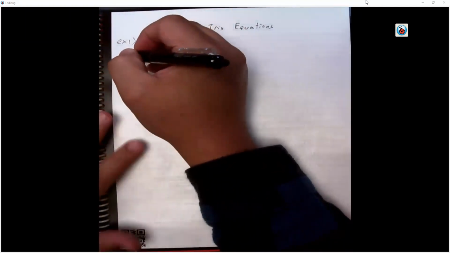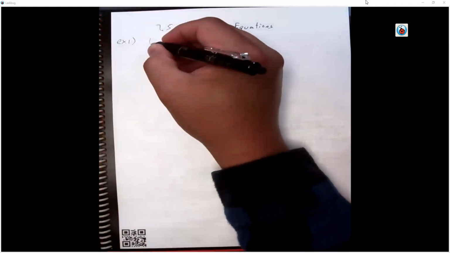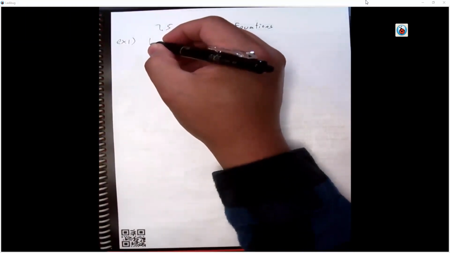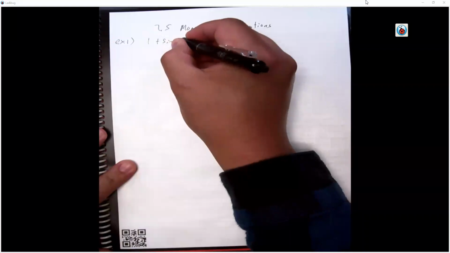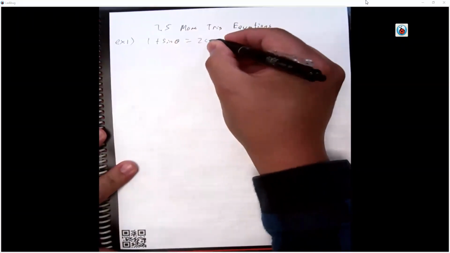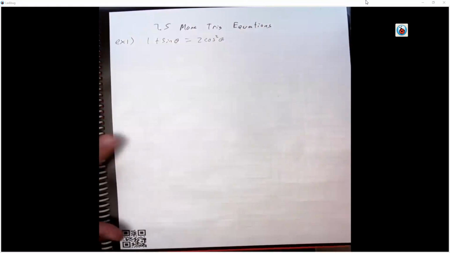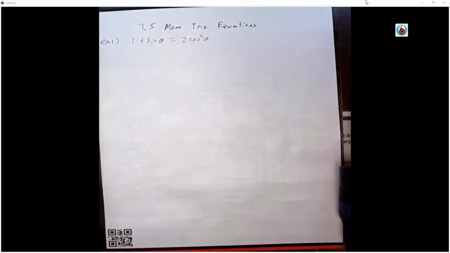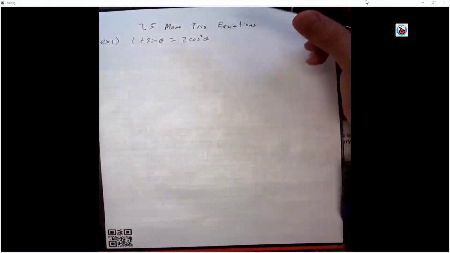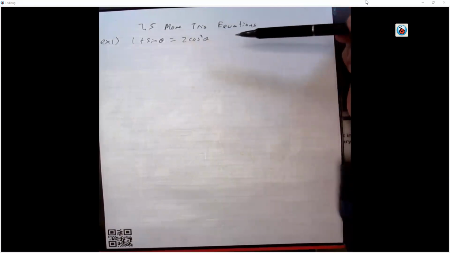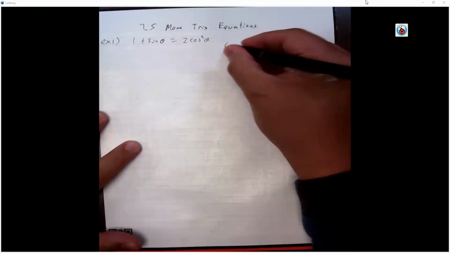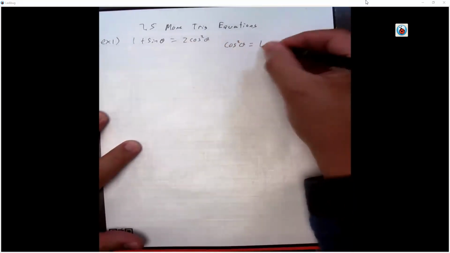Example 1. On all of them, we will find all solutions, not one period, at least till the end. 1 plus sine equals 2 cosine squared. Find all solutions. You want to do the same type of stuff: set it to 0 and factor. When you see a cosine squared, you should be thinking, this is a Pythagorean identity. Remember that cosine squared is equal to 1 minus sine squared.